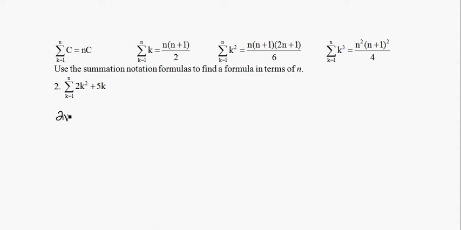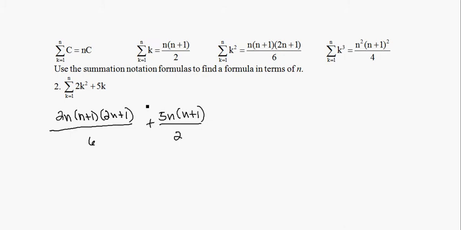So I get 2n, n plus 1, 2n plus 1 all over 6 plus 5n, n plus 1 all over 2. I could cancel this 2 and the 6 here, but I'm going to need a common denominator, and the common denominator looks like it's going to be 6 regardless of whether I cancel those or not. So I'm going to leave that 2 there. So I'm going to multiply this one by 3 over 3. While I'm here, I'm going to multiply these two right here.